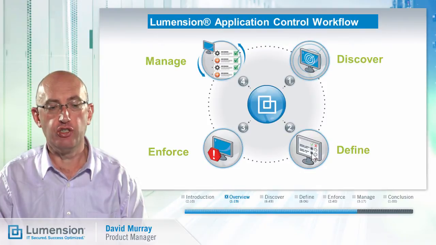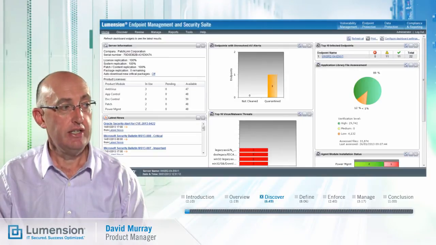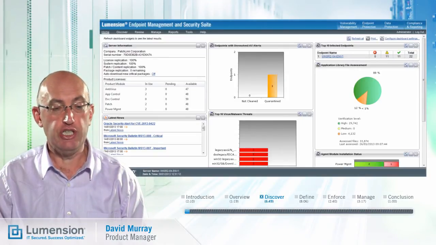Rolling out application control in an organization is a four-step process. There's Discover to gain some visibility into the applications in your organization. There's Define to set up your policies, and then Enforce to move into actual enforcement mode, and then finally Manage, the ongoing management. Let me show you how that is accomplished. This is the Endpoint Management and Security Suite console, through which the Application Control module is delivered.